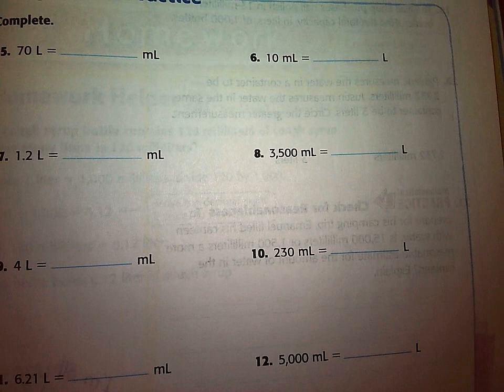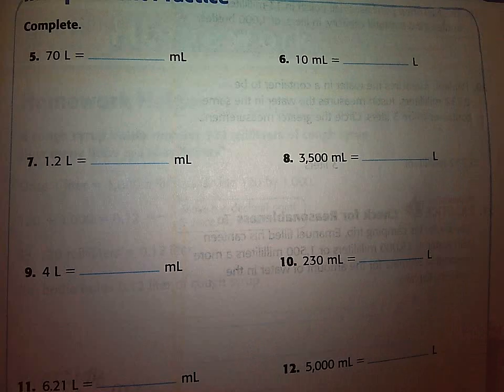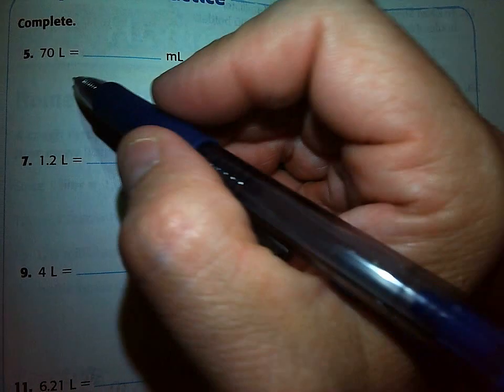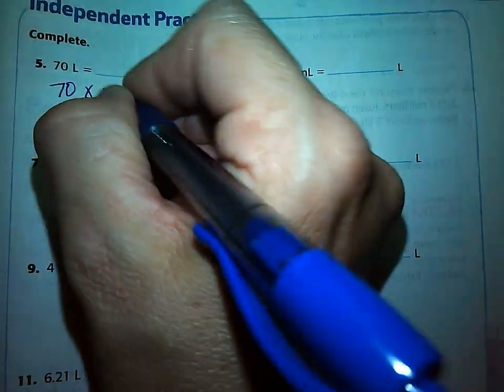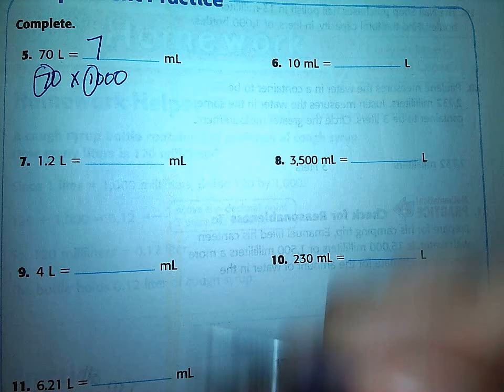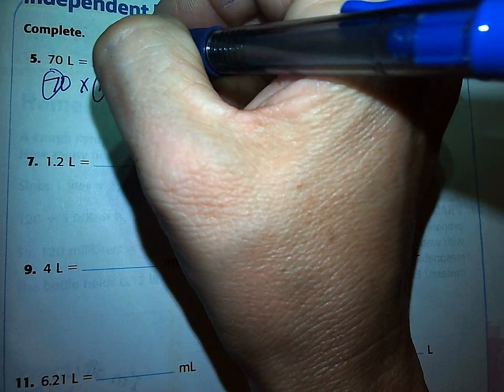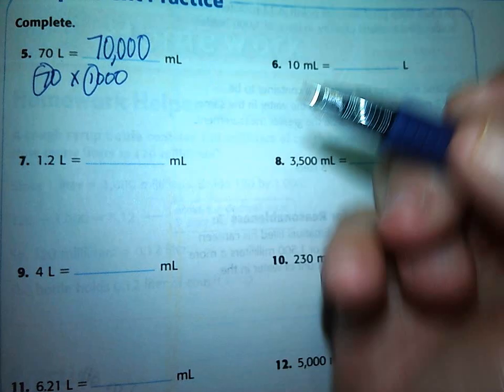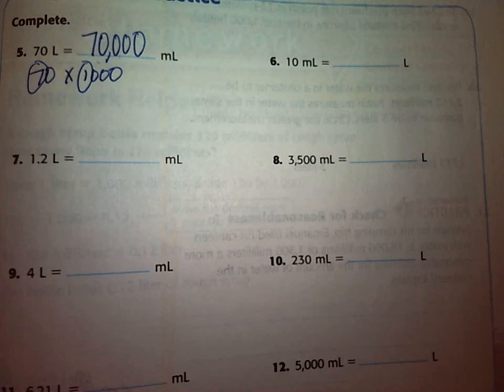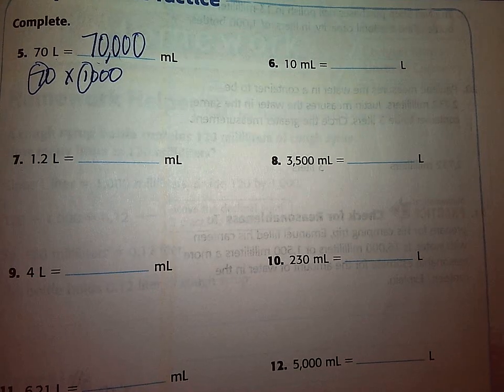Okay, let's go on to number 5 on the independent practice. 70 liters is how many milliliters? We are going big to small. We're going to multiply. So 70 times 1,000. 7 times 1 is 7, and then I count the zeros. 1, 2, 3, 4. There aren't any decimals in there, so I don't need to move my decimal. I did move it 4 places over, but you don't have to count them.